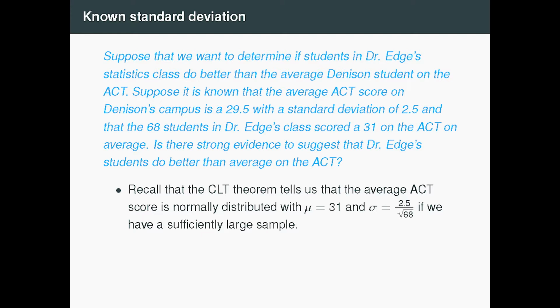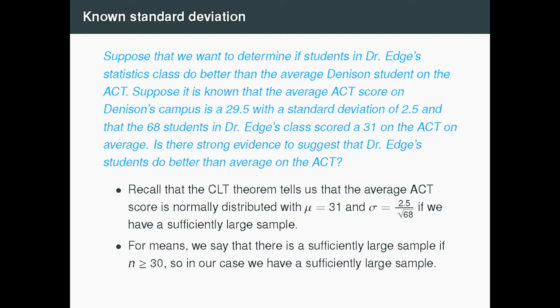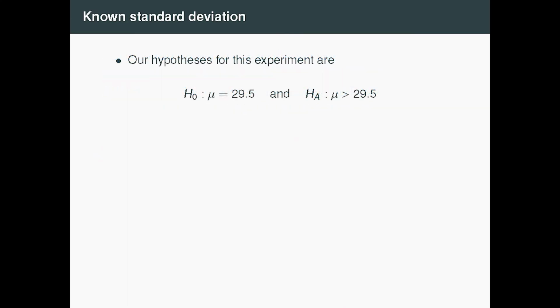Recall that the central limit theorem tells us that the average ACT score is going to be normally distributed with mean 31 and sigma equal to 2.5 divided by the square root of 68, as long as the sample size is sufficiently large. For means, we say that there is a sufficiently large sample if we have at least 30 observations. So in our case, we have a sufficiently large sample. So our null hypothesis is that the mean is exactly the same, or 29.5, and our alternative hypothesis is that the students in our class do better than the average Denison student, or that the mean is greater than 29.5.